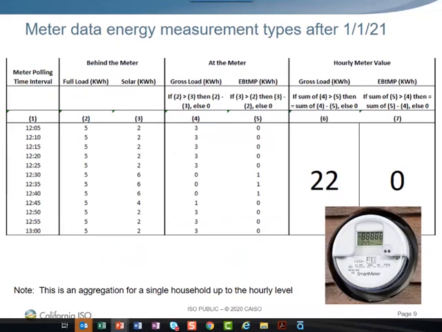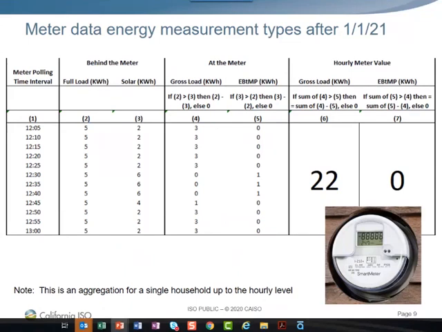It's the excess production. You can also see there when you look at columns 4 and 5 that either there's going to be a number in gross load or there's going to be a number in the excess behind the meter production. It's going to be one or the other. So this is the way it worked out for this particular hour for this household.